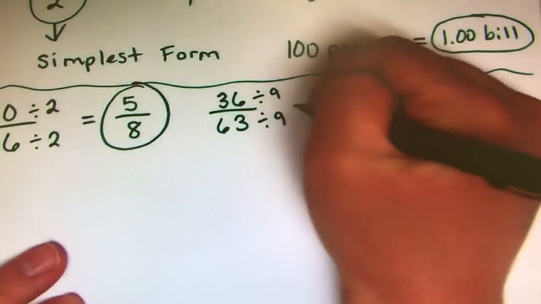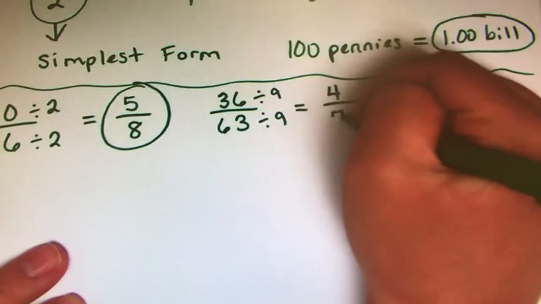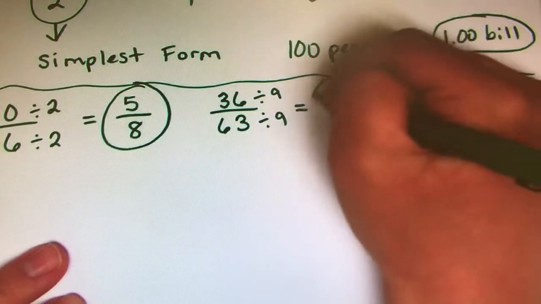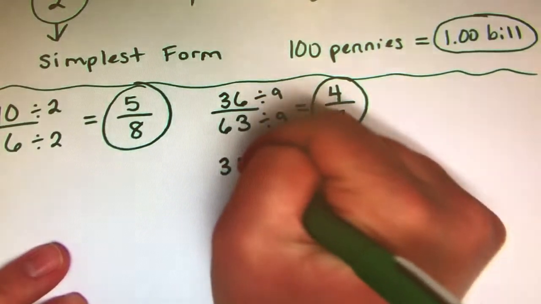So if I do 36 divided by 9, my numerator is 4. 63 divided by 9 is 7. 4/7 is in simplest form because there's nothing else that 4 and 7 can be divided by. Now I want to show you the same one again.